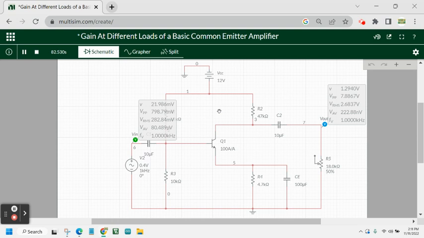Now, if we will be experimenting on the different values of the load resistor connected at the output side without the CE, and with the CE, we can create a table that will clearly represent the effects of varying the RL without the CE and with the CE. So let's see some results.